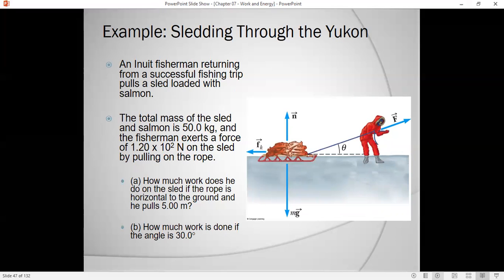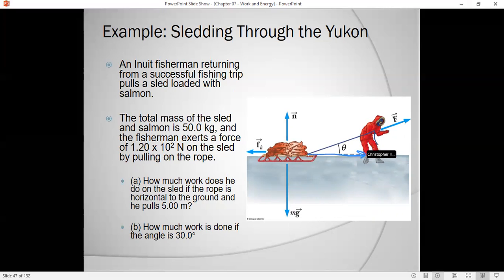All right, let's do a calculation here. Here we have an Inuit fisherman returning from a successful fishing trip. They have loaded their sled with salmon. The total mass of the sled is 50 kilograms, and the fisherman exerts a force of 120 newtons on the sled by pulling a rope. How much work does he do if the rope is initially perpendicular to the ground?